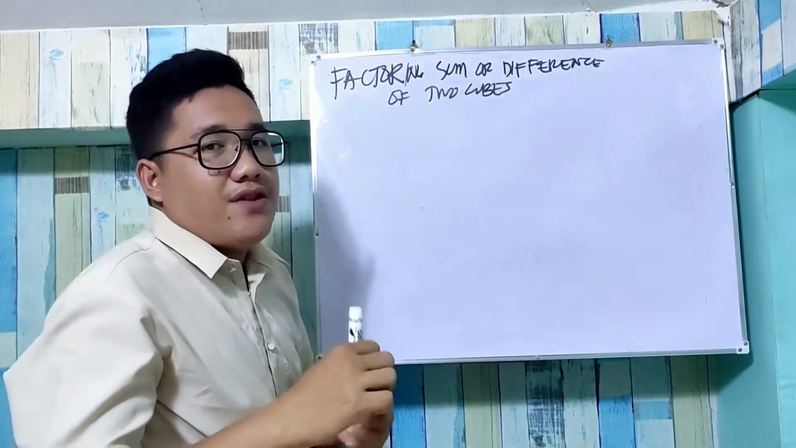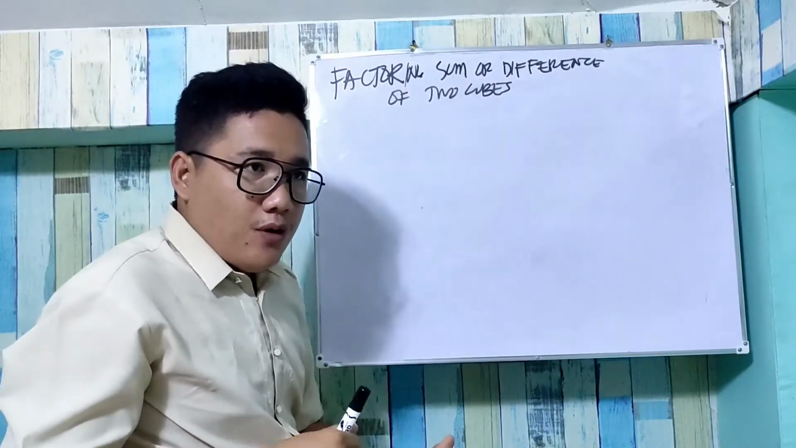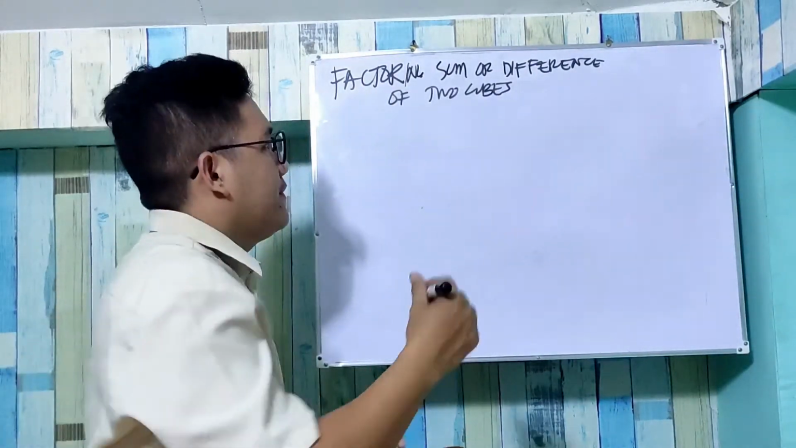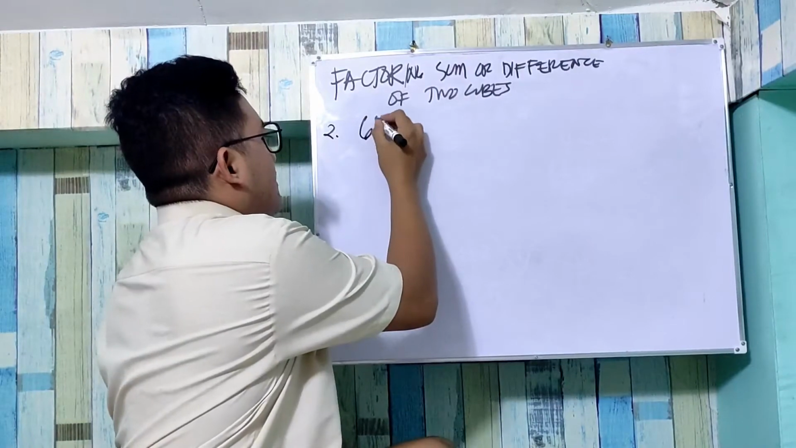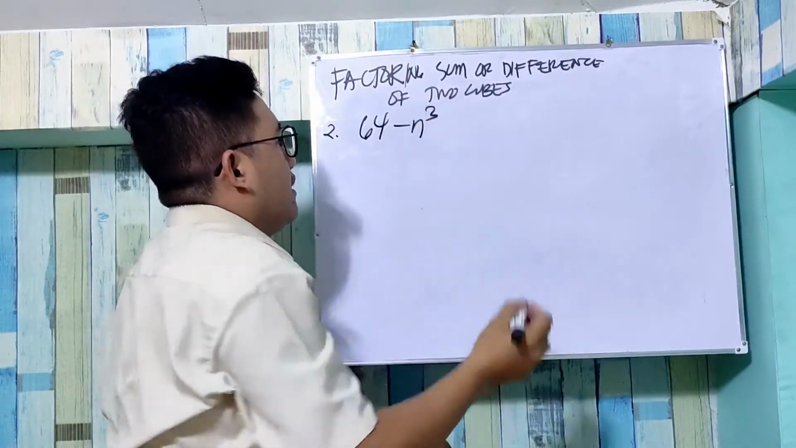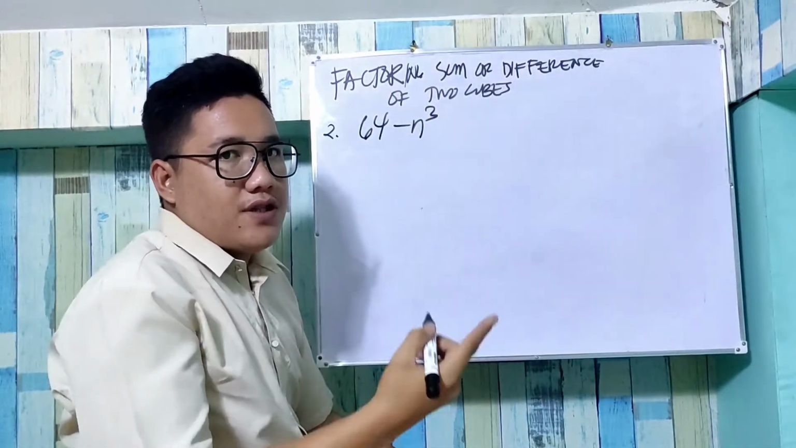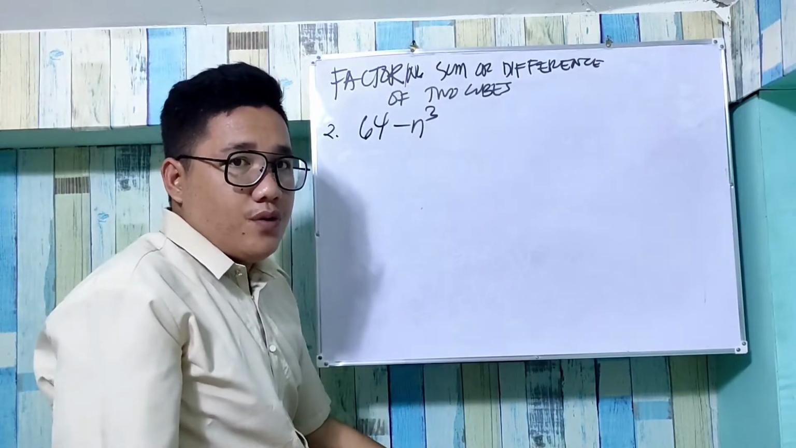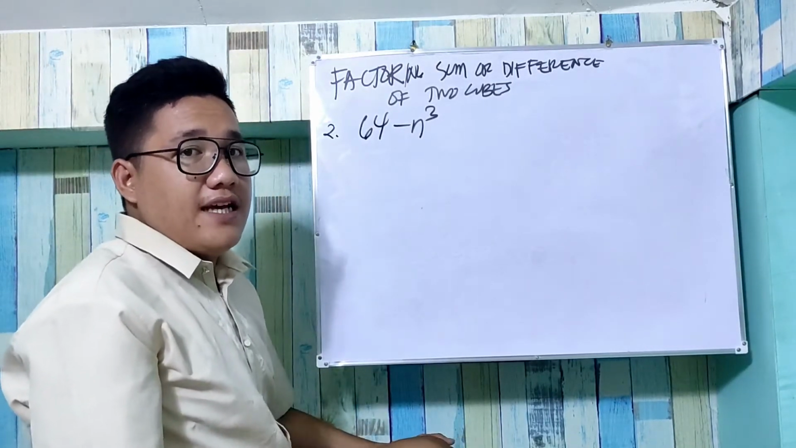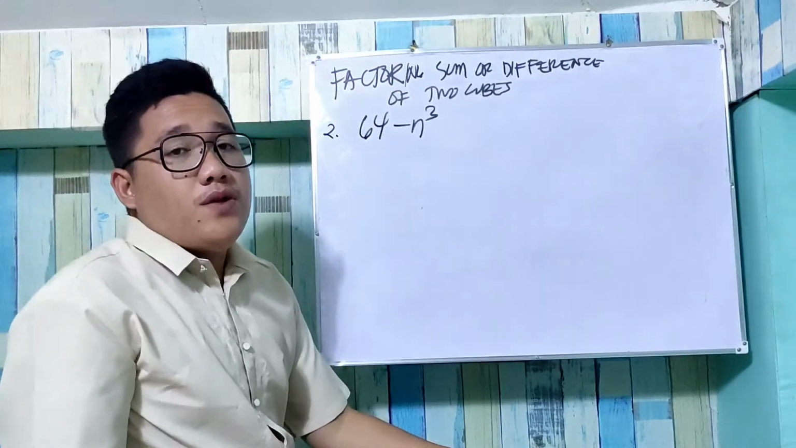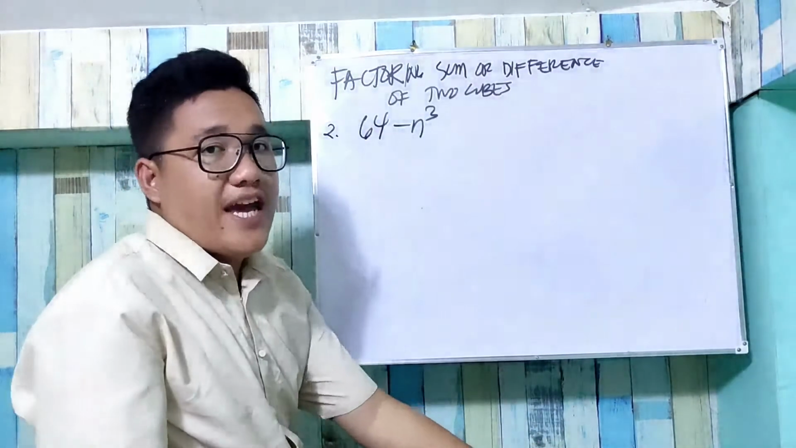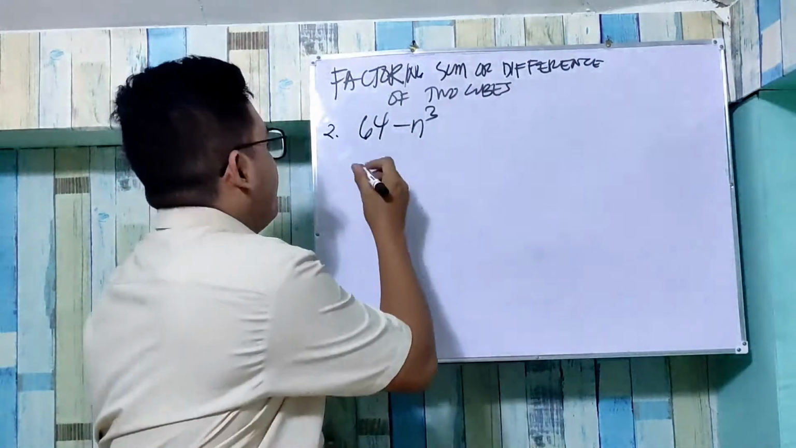So now, let us have another example, di ba? More examples, mas madaling maintindihan. So, number 2, 64 minus n cubed, or n raised to 3. First, we're going to get the cube root of the cubes. So, first, we're going to get the cube root of 64 and n raised to 3.